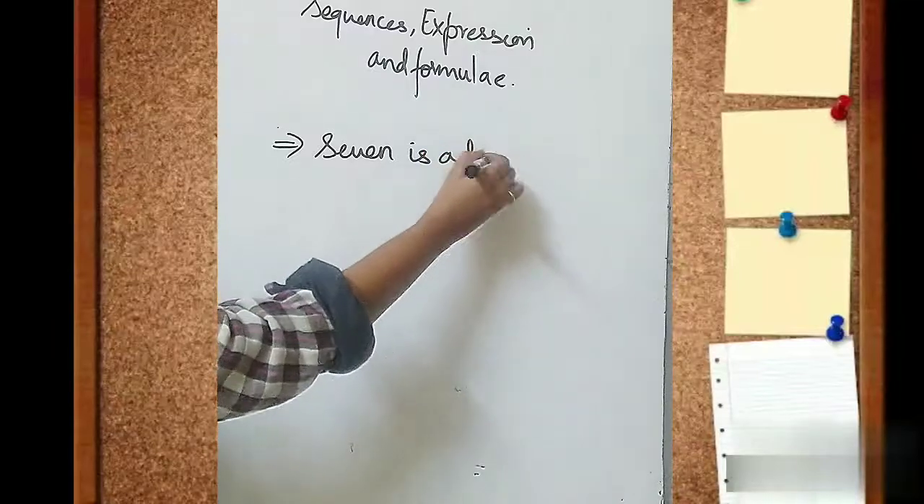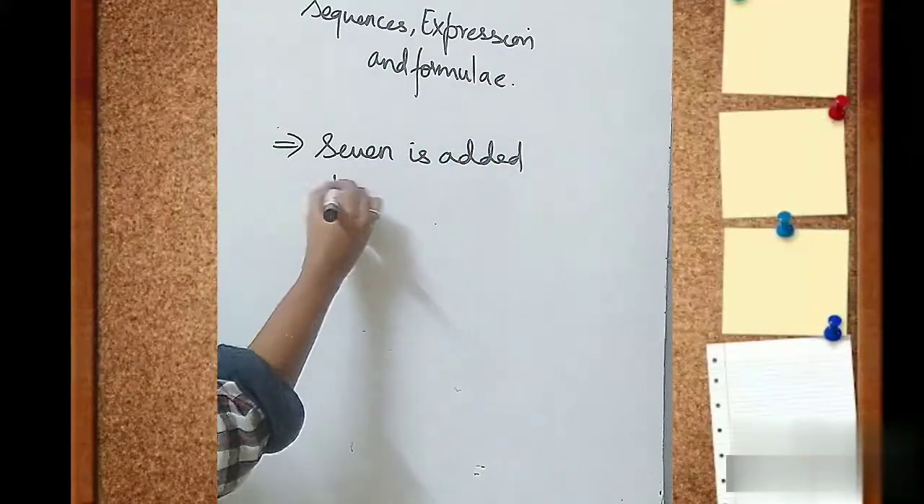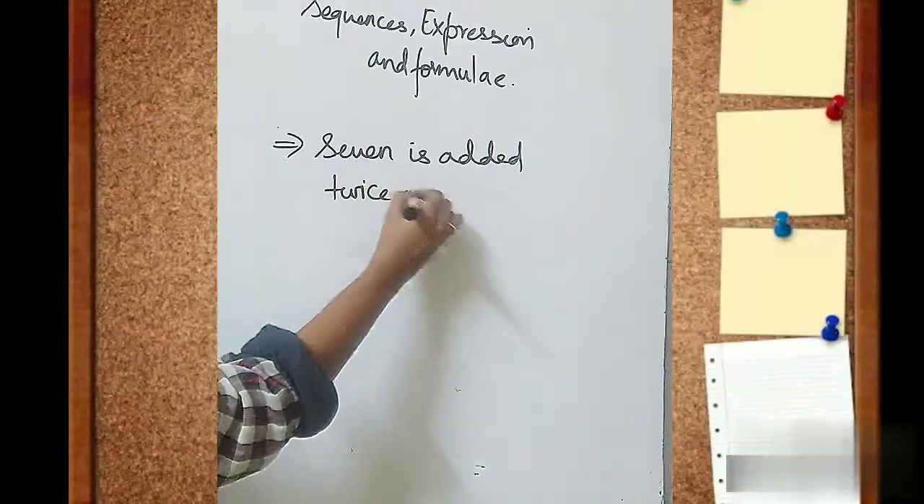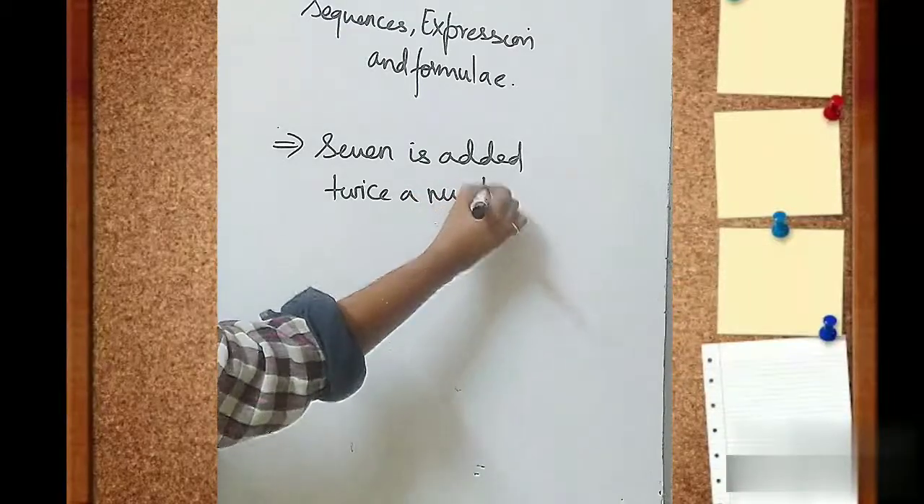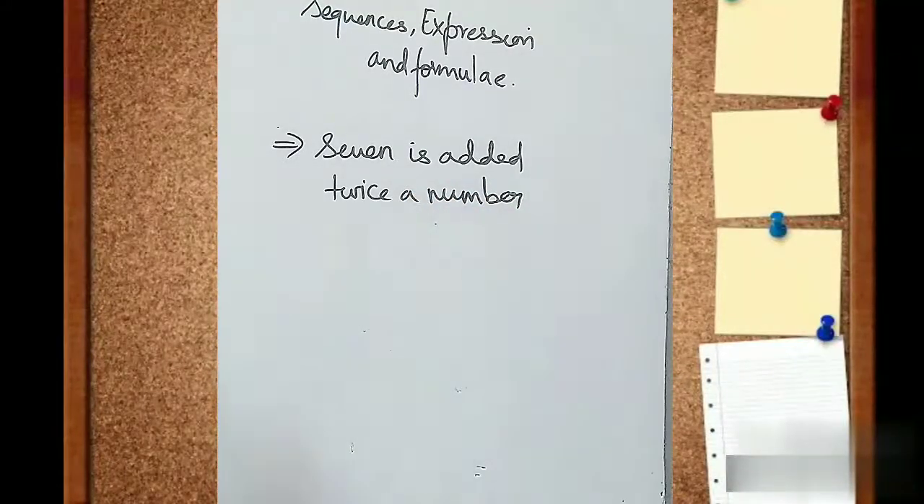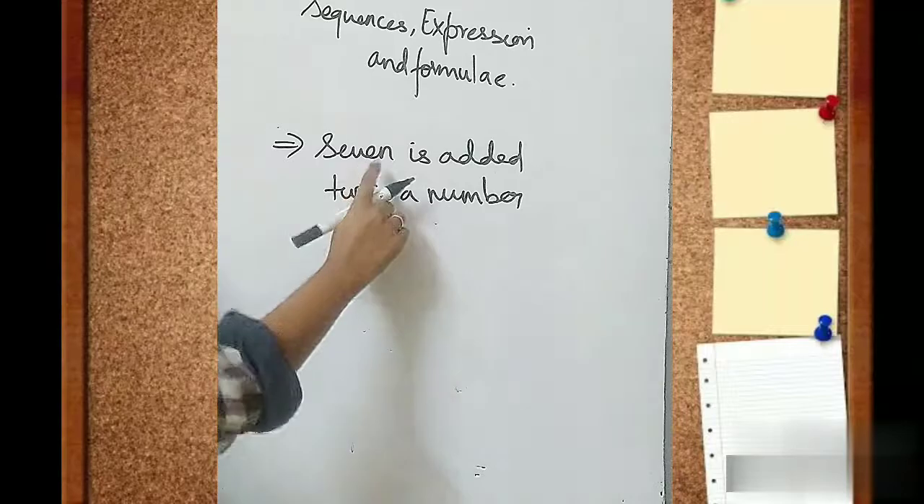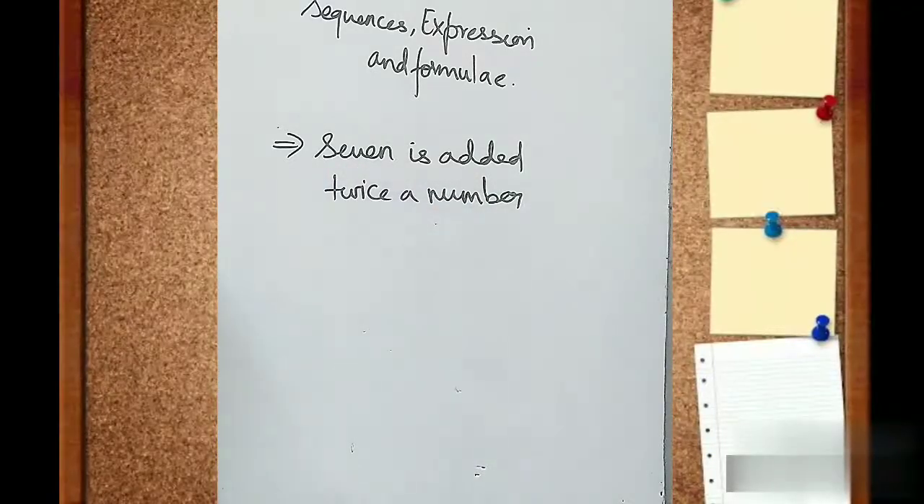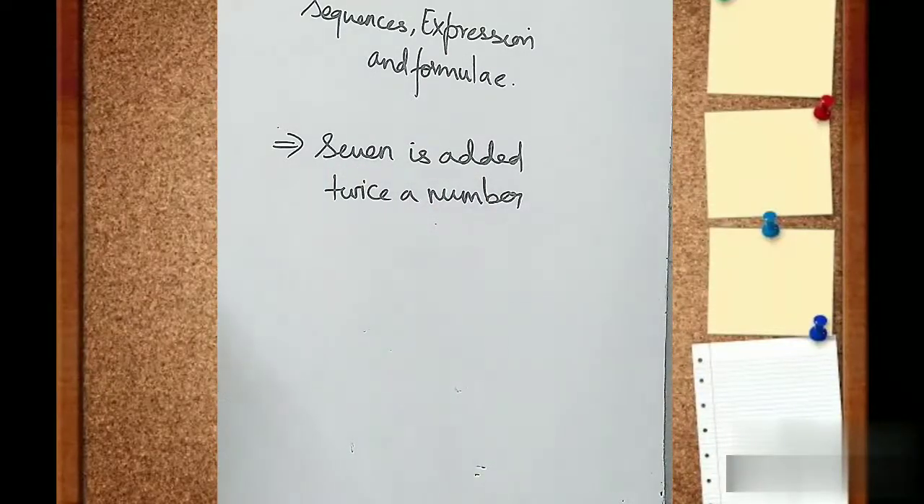7 is added to twice a number. This is addition. You can take here and there. Both are correct. Yes, 7 is added to twice a number. A number I am going to take as n.